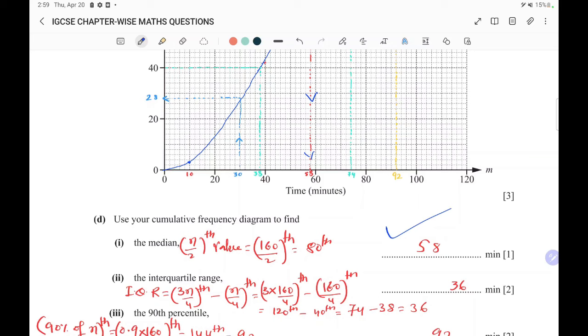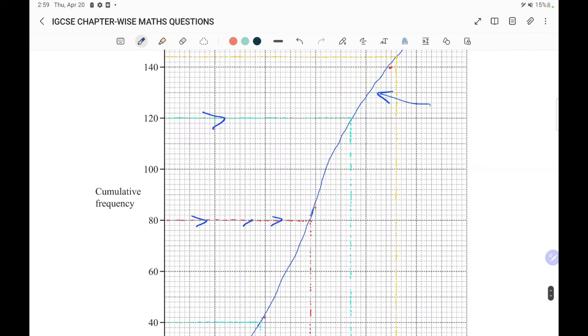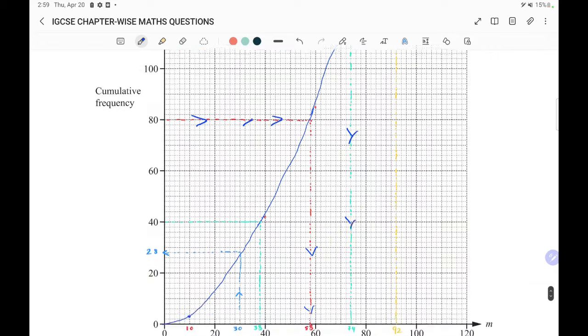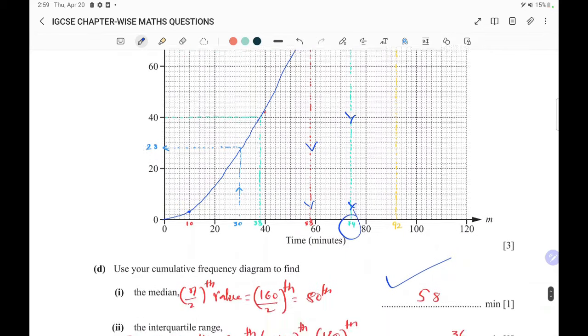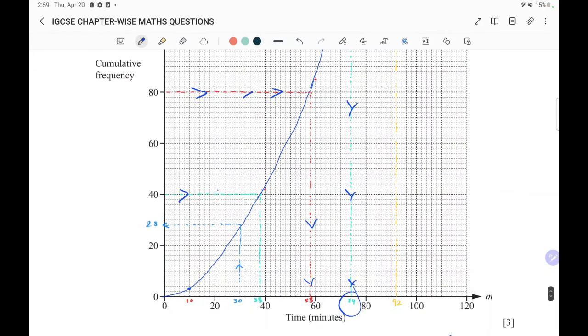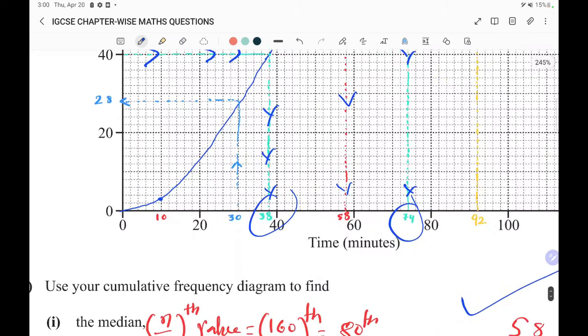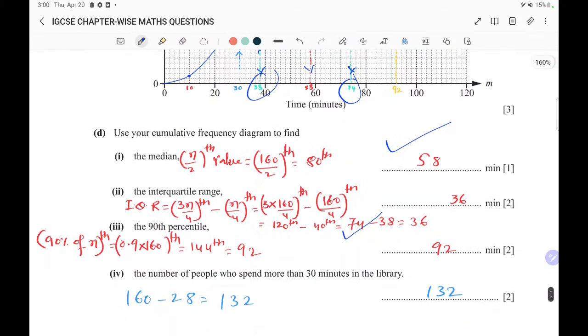Interquartile range, that is upper quartile minus lower quartile. So 3n over 4th value minus n over 4th value. So 120th minus 40th value. So for the 120th value, draw a horizontal line. It will intersect somewhere, then draw a vertical line. Here it will be 74. So this is 74, and for the 40th value, draw a vertical line from 40 and then draw horizontal, then vertical. This is 38, right? So 74 minus 38, that is 36.